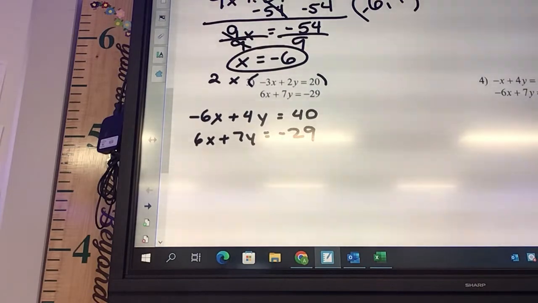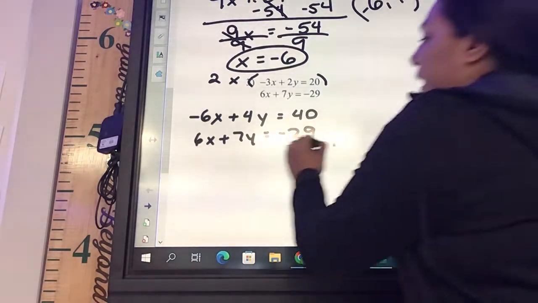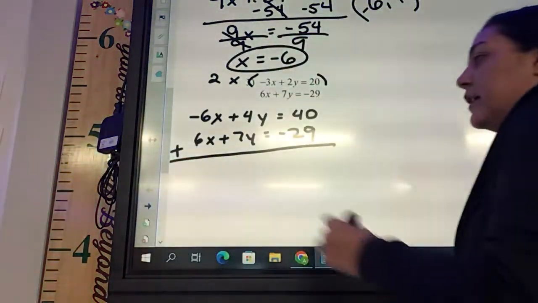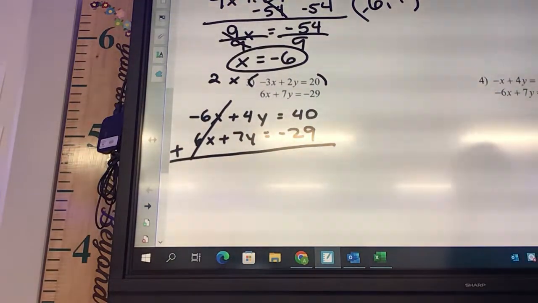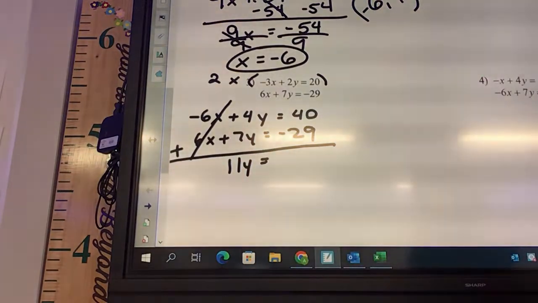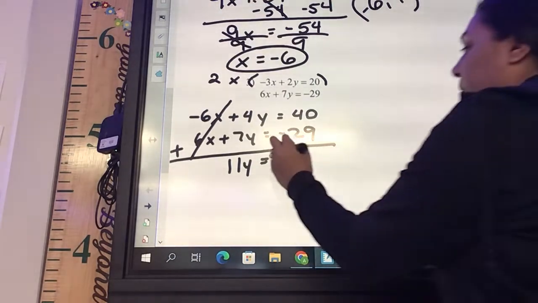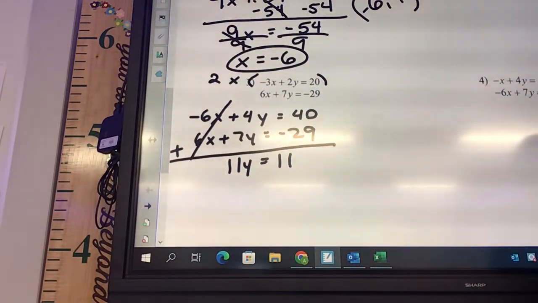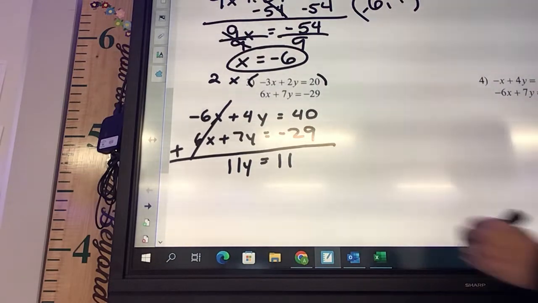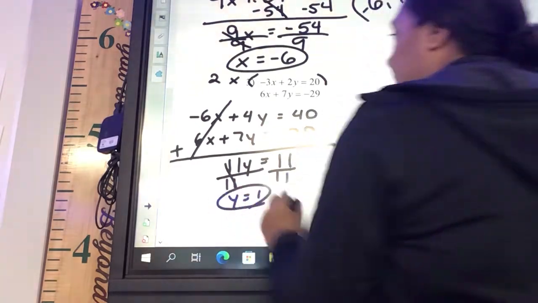Okay, do 2 of my equations have the same number? Are they opposite signs? Then we can add them together. Okay. What is negative 6 plus 6? 0, so they cancel. 4 plus 7, 11. Y equals 40 plus negative 29, 11. Okay. Then what? Divide by 11. Y equals 1.